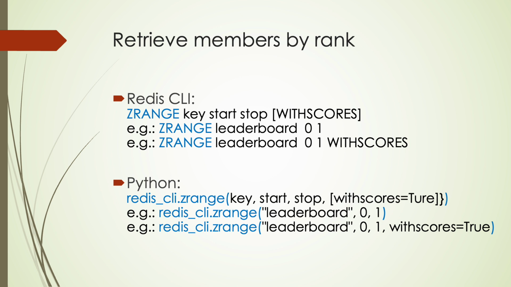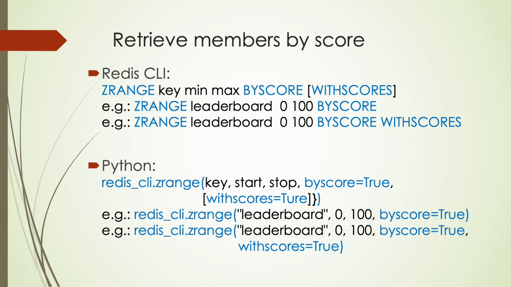Since the members in a sorted set are sorted by scores, we can retrieve members by rank with the zrange method. By default, only members are returned. We can return the score for each member using the withscores option. In practice, it's also quite common to retrieve members by their scores. It used to be done with the zrangebyscore method, which however is deprecated now and is replaced with the zrange method introduced above.